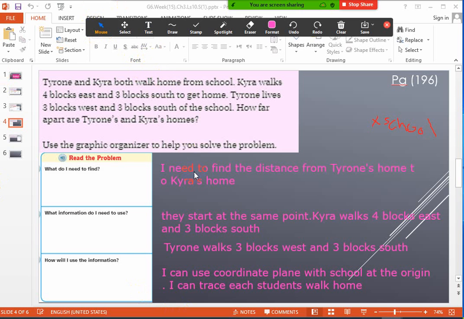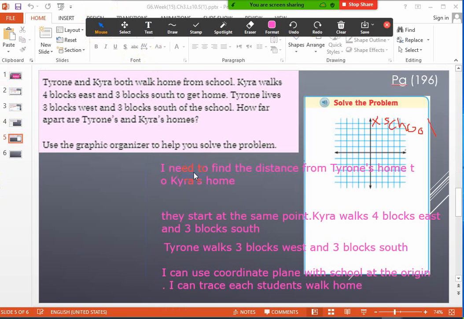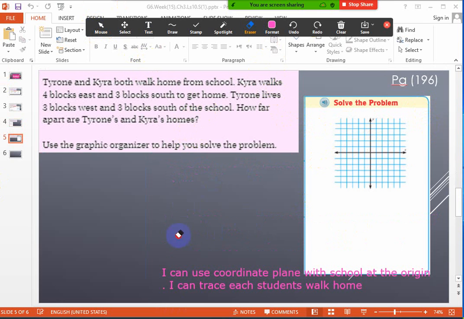Okay, girls, I think you finished. Let's move now to solve this problem. Of course, I will use the coordinate plane here to solve this problem. So I will erase those first.